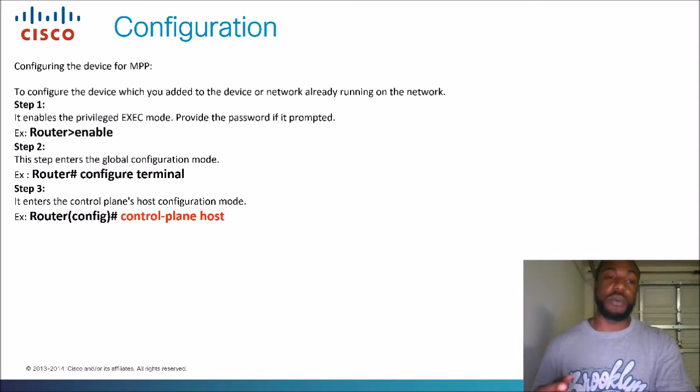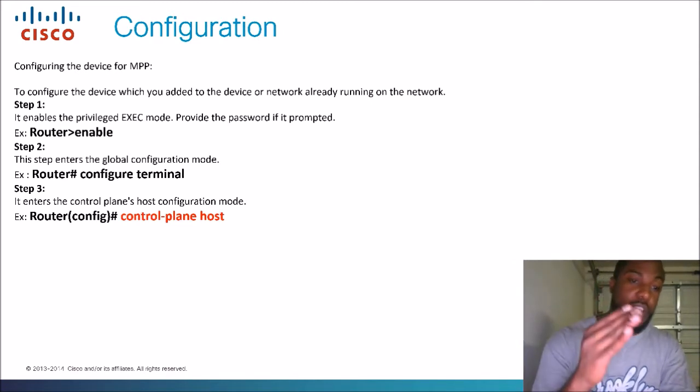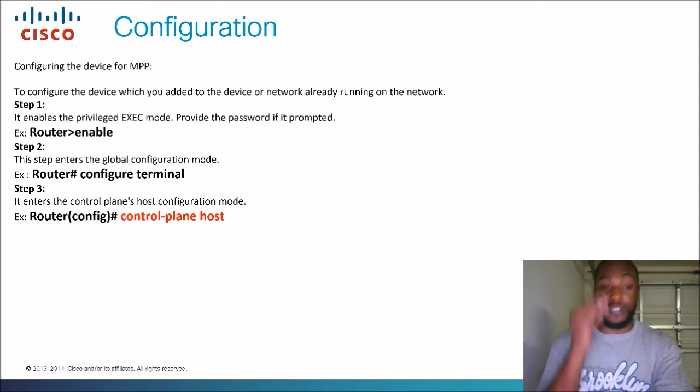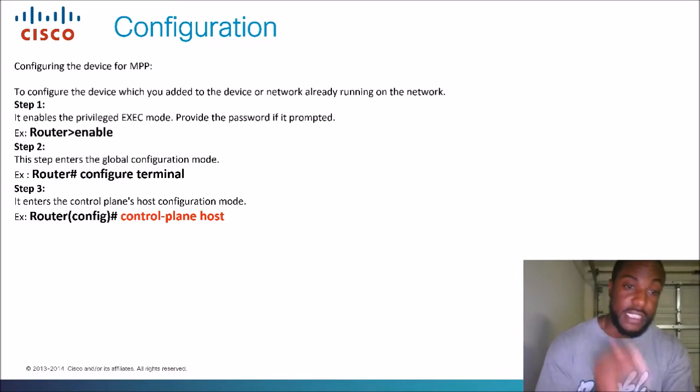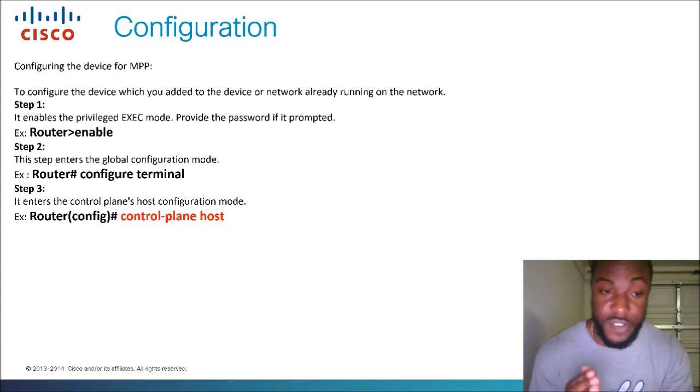So a couple of steps that we do: we go to enable mode, then config t, global config mode, right? This is the main thing that we need to know here. And this is the command I couldn't find on any of these routers until I got to my 1841 router. Control plane host. This gets into control plane host configuration mode.